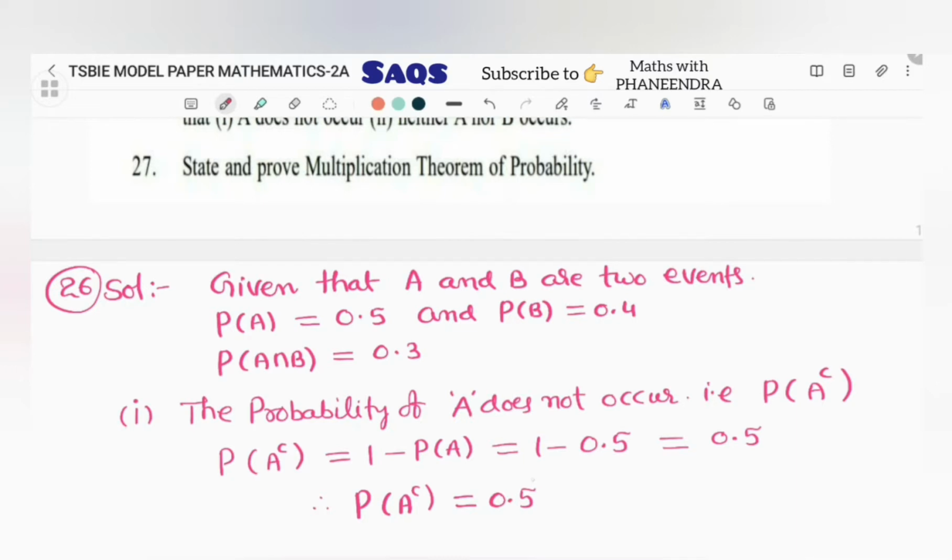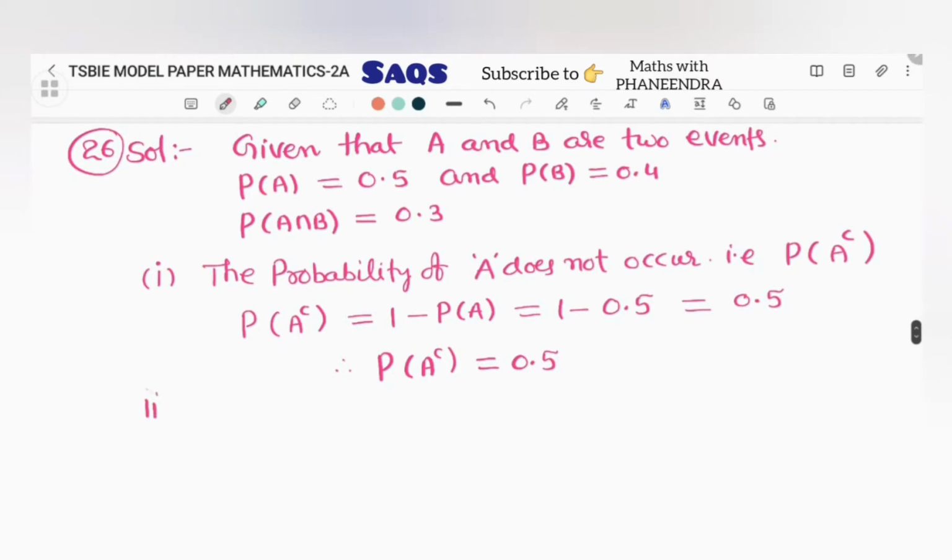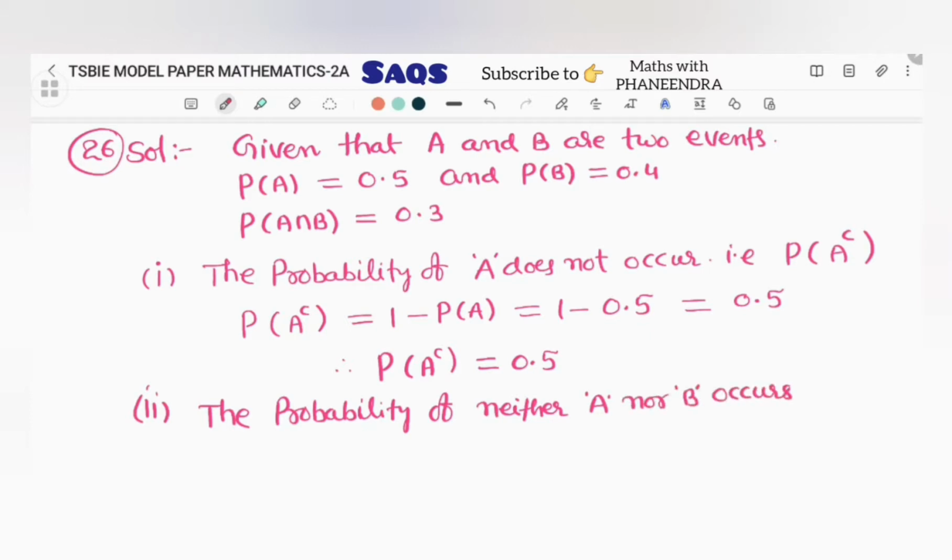Next, neither A nor B occurs. So second one, the probability of neither A nor B occurs. That is P of A union B whole complement, or we can write as from De Morgan laws, P of A complement intersection B complement also we can write. Otherwise, this is easy. P of A union B whole complement, neither nor.